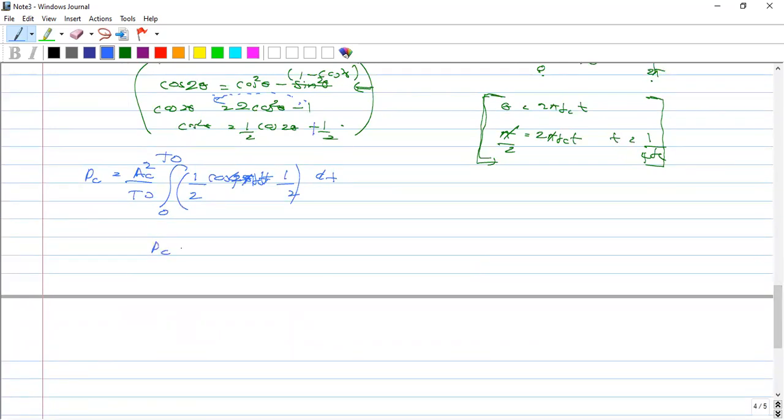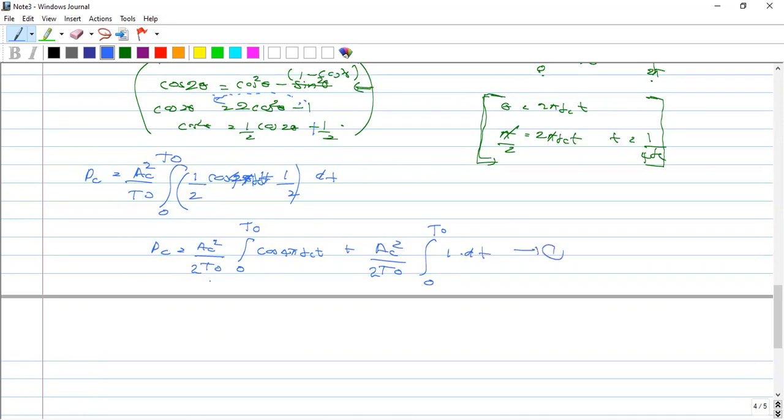So PC is equal to AC square by T naught, integral from 0 to T naught. Half is there, I take out the half also. So cos 4π fc t, with the plus sign. All these things are there: AC square over T naught, and half I will take out again, integral 0 to T naught of cos 4π fc t, then integral 0 to T naught of 1 dt. So this expression we get.